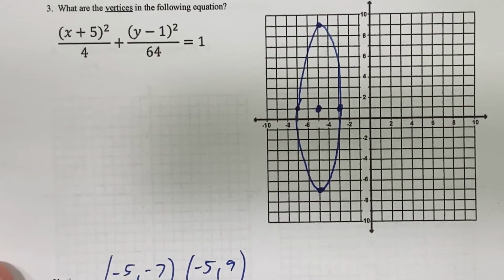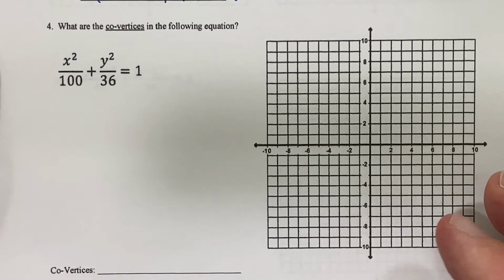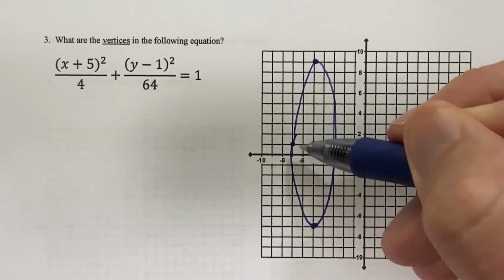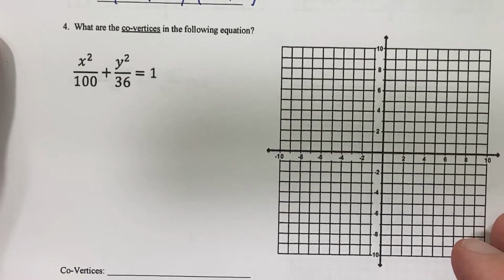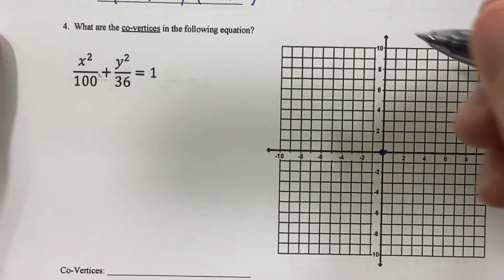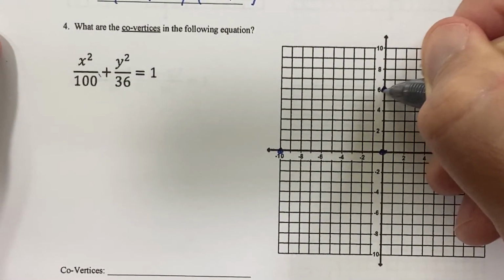Okay. On number 4, it's asking me for the co-vertices. So like up here, these were the vertices. These would be the co-vertices, the shorter on the minor axis. So let's graph this thing. The center is going to be at 0, 0. And I'm going to go left and right 10, and up and down 6.